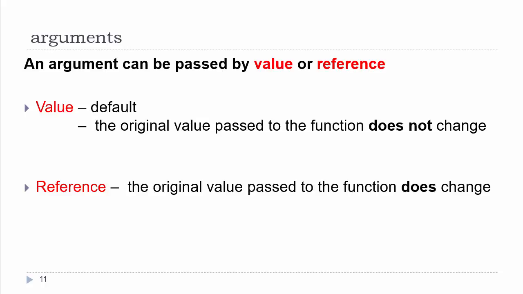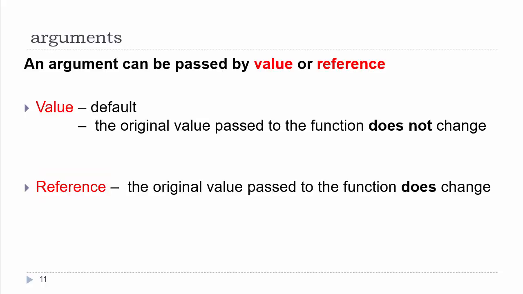Arguments can be passed by value or reference. Value is the default, meaning the value that we pass to the parameter, we are essentially passing a copy of that value. The original value does not change, as that could have come from another source. When you pass an argument by reference, essentially we are creating a pointer to that value, so that the value passed to the function, if it changes inside the function, will be changed in the original place.